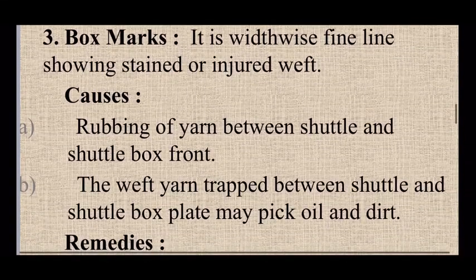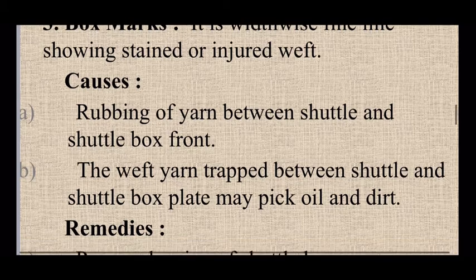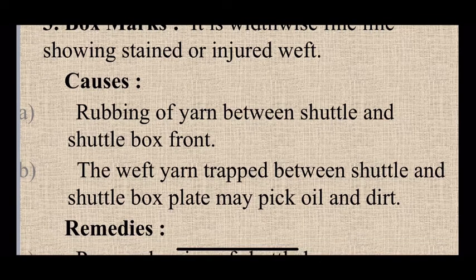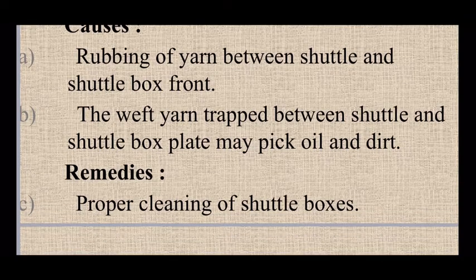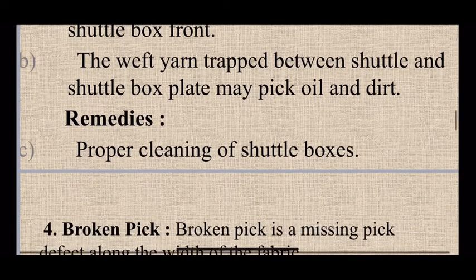Then weft defects. Among weft defects we are taking first box marks. It is a widthwise fine line showing stained or injured weft. Causes are rubbing of yarn between shuttle and shuttle box front. If the weft yarn is rubbed between shuttle and shuttle box front, then it will result in a box mark. The weft yarn trapped between shuttle and shuttle box plate may pick up oil and dirt, and it may result in a box mark. Remedies are proper cleaning of shuttle boxes.